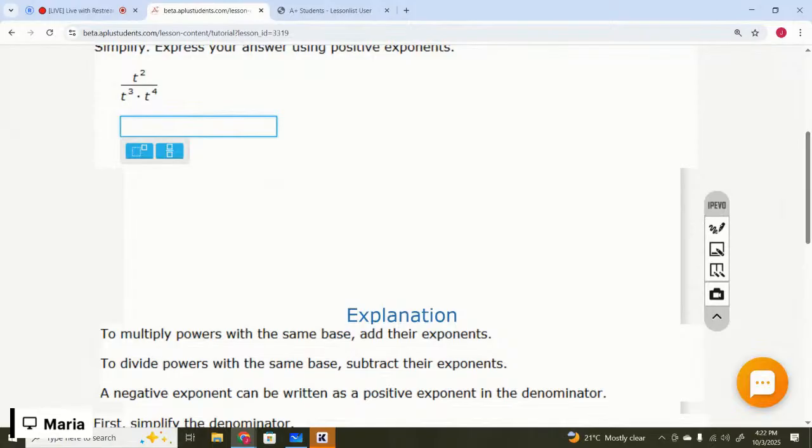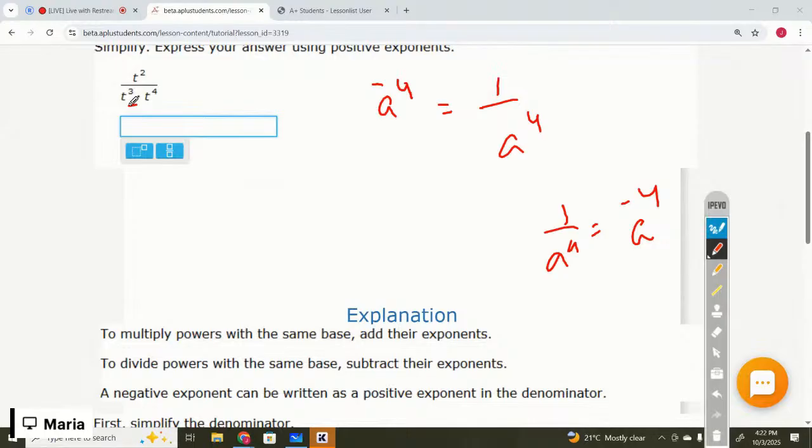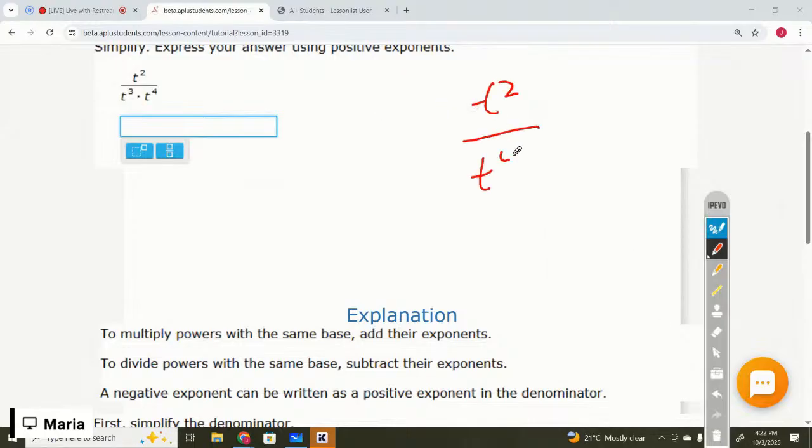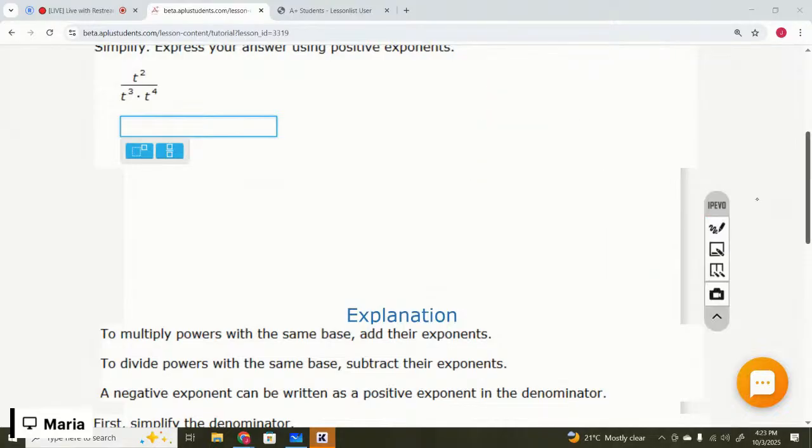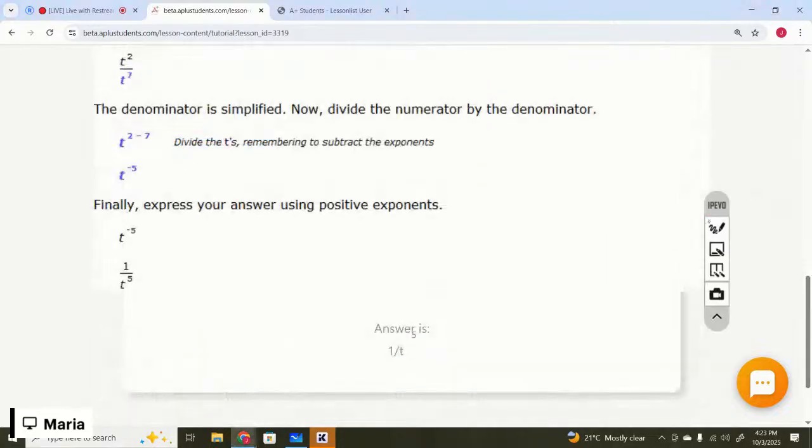So t cubed and t exponent 4 are multiplying. They have the same bases, so just add their exponents, that is t exponent 7. Now they are dividing, so subtract, that is 2 minus 7. 2 minus 7 is negative 5, write it in the denominator to make it positive. So it is 1 over t exponent 5. The correct option is 1 divided by t exponent 5.